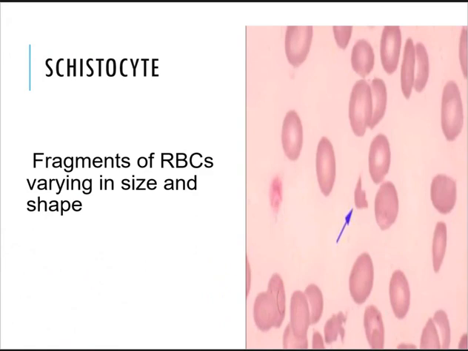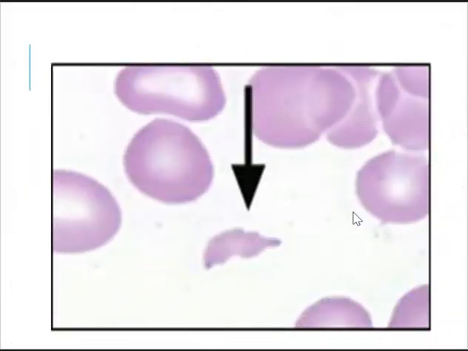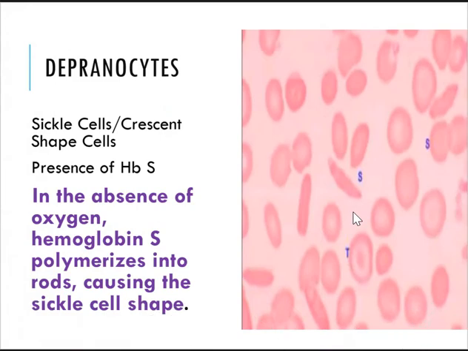Now, next we have your schistocytes. These are your fragments of RBCs. They usually vary in size and in shape. Take note, guys, we usually associate schistocytes with trauma, like the way you smear your specimen. It is associated with trauma. Okay, so again, fragments of your RBCs.